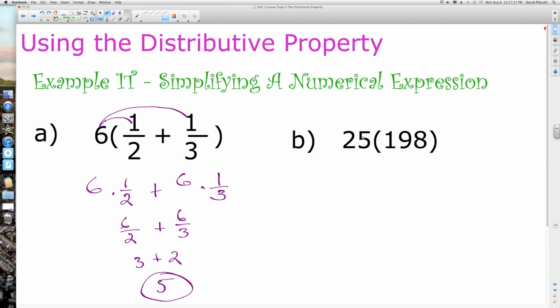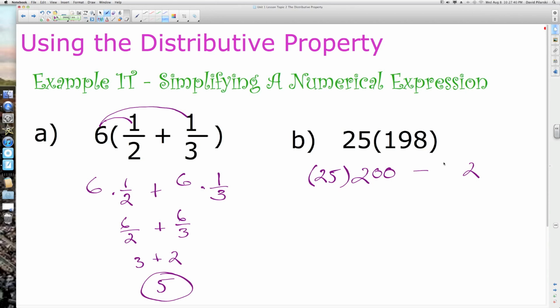Here, instead of trying to multiply 25 times 198, we're going to break 198 down into two different numbers. We're going to rewrite it with subtraction, and we're going to write it as 200 minus 2. That's another way to write 198. 200 minus 2 gives us 198. And what we'll have to do is multiply both of those numbers by 25.